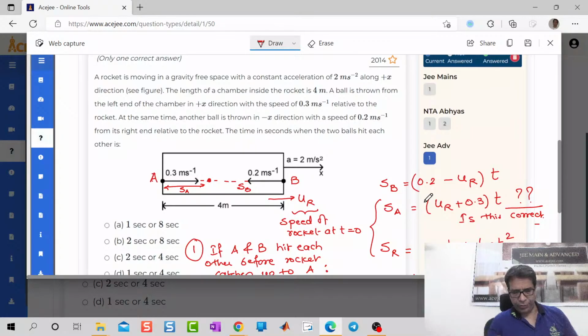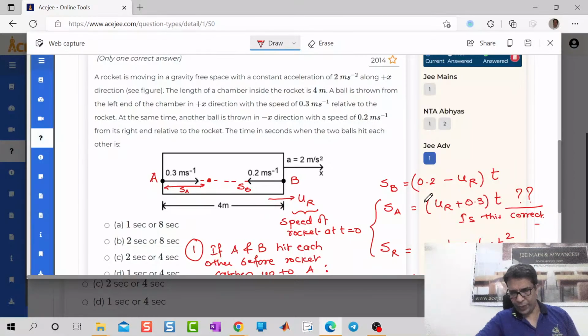What are those two scenarios, right? So scenario number one: A is launched and B is launched. A is launched towards the right, B is launched towards the left. Now, once they leave the rocket walls, they are traveling at constant speeds. They are not accelerating anymore with the rocket. Yes? Yes, sir. Then scenario number one is that they hit each other without the rocket interfering anywhere, right?